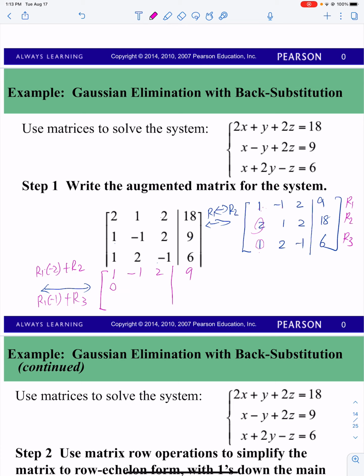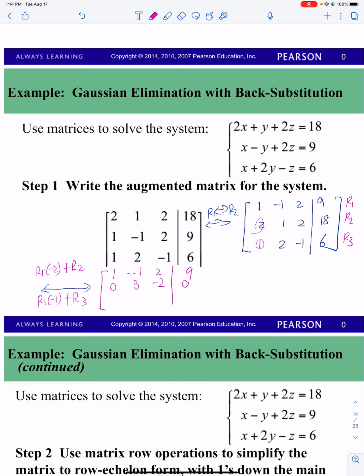Negative 1 times negative 2 is 2. 2 plus 1 is what? 3. So 2 times negative 2 is negative 4, plus 2 is what? Negative 2. So 9 times negative 2 is negative 18, plus 18 is 0. It's good.